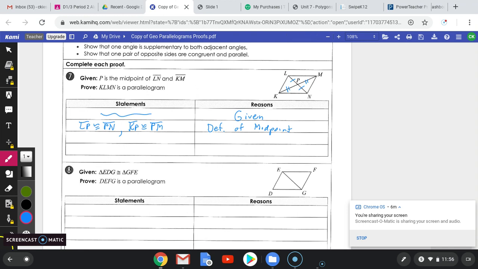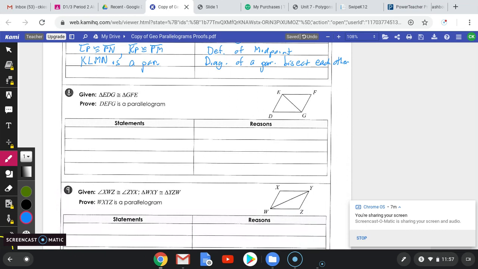What do I have here? I have in my diagram that the diagonals bisect each other. So I can go right to saying that KLMN is a parallelogram because why? Diagonals of a parallelogram bisect each other. I have used one of the properties of a parallelogram to show that it is a parallelogram.